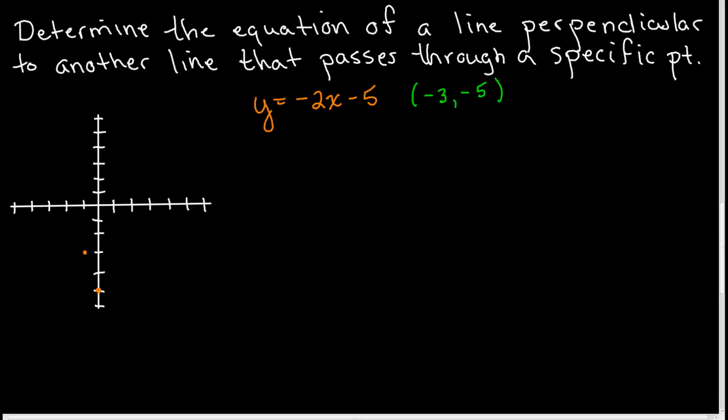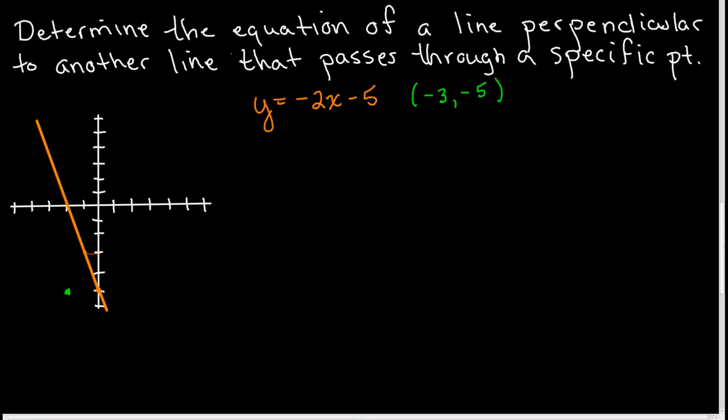Connect these to make a line, and we'll have a pretty good graphical representation of what this is going to look like, or at least a rough idea. Now our point, negative 3, negative 5, well, that's negative 3 on the x-axis, negative 5 on the y. So we'll come down here and put a point about where that's supposed to be.